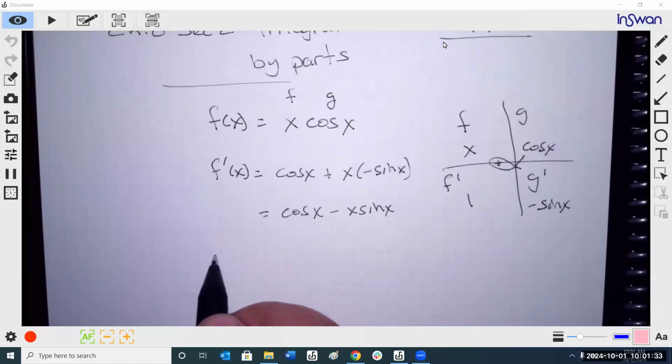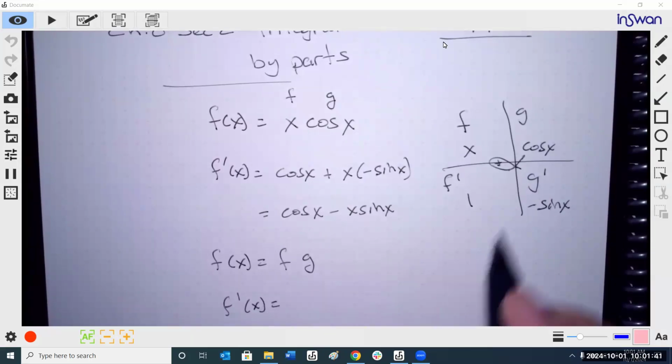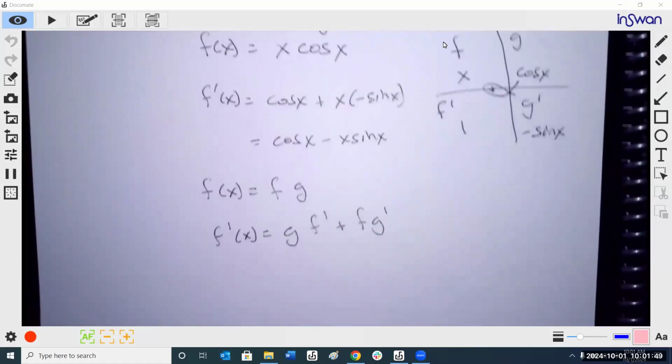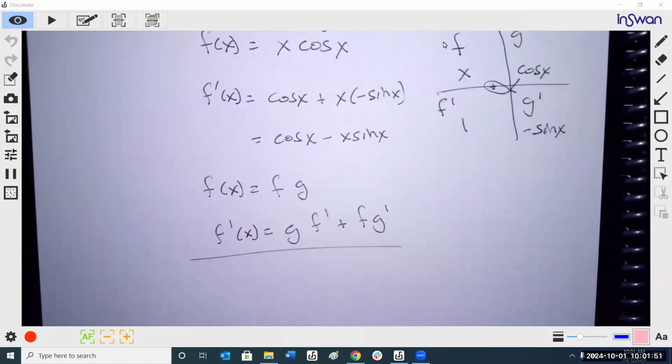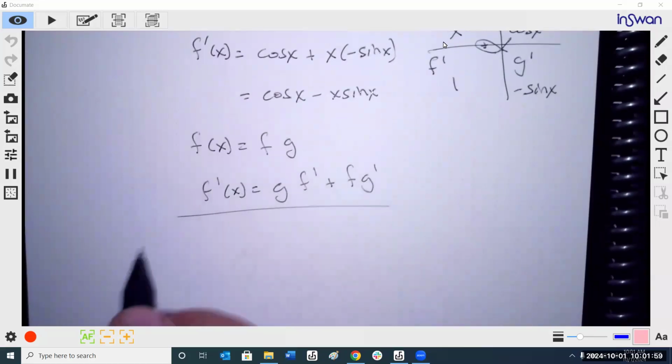So basically, the product differentiation rule, if we had f and g, the derivative would be g times f prime plus f times g prime. That's what we're going to look at here. These are the parts we're looking at. That's why it says integration by parts. Now we're going to look backwards.